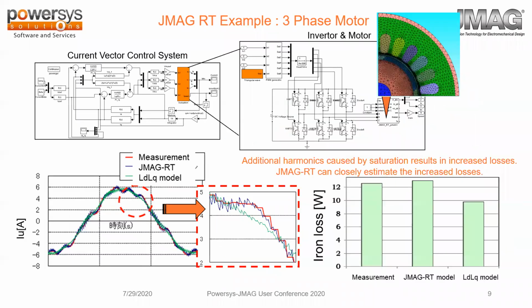A couple of examples to look at. This is a 3-phase motor where you can see a current vector control system. And then you have the inverter and motor module in which the RT file is dropped in. This result displays the differences between the actual measurement, the Jmag Rt model, and the LD-LQ basic model. Now, regarding the losses here, the additional harmonics caused by the saturation result in increased losses. That is captured and closely estimated by Jmag Rt.